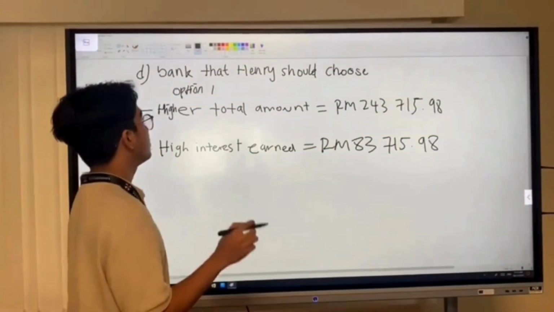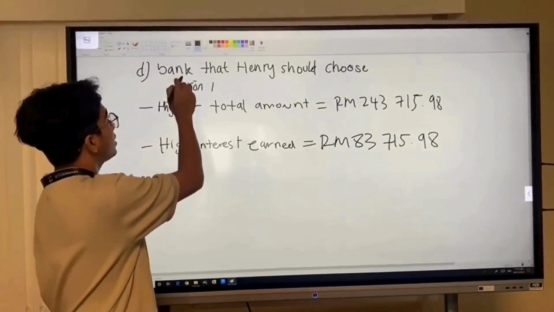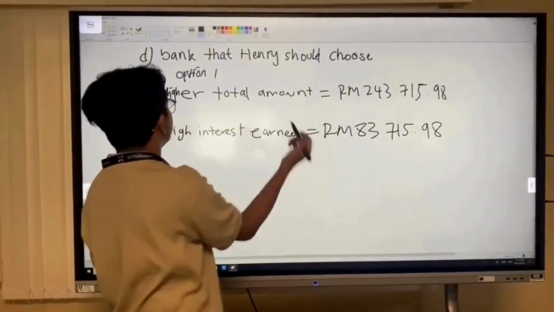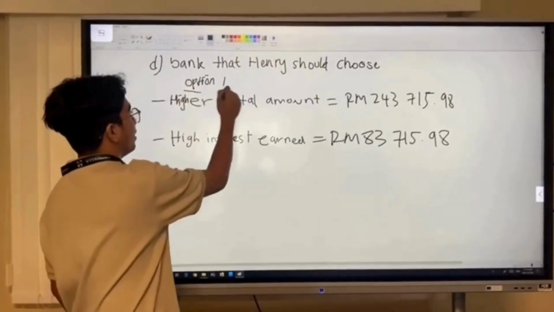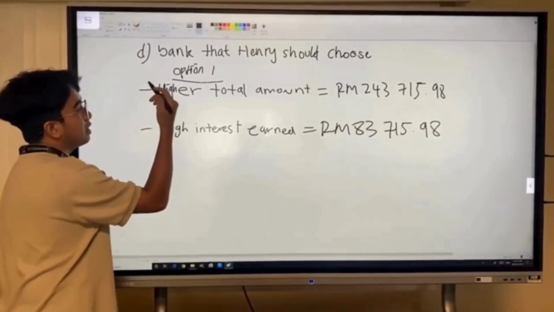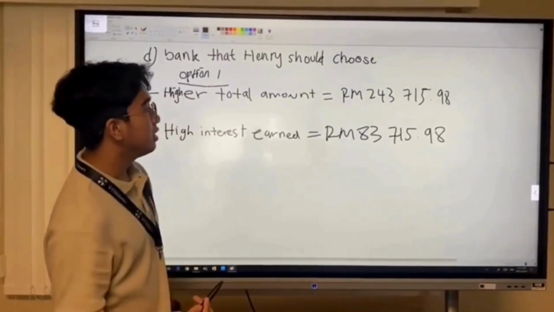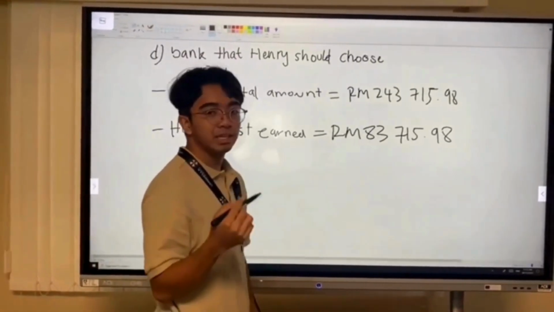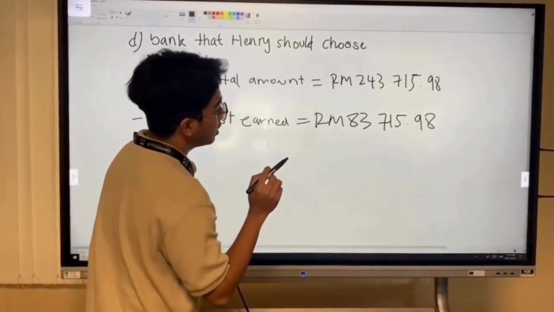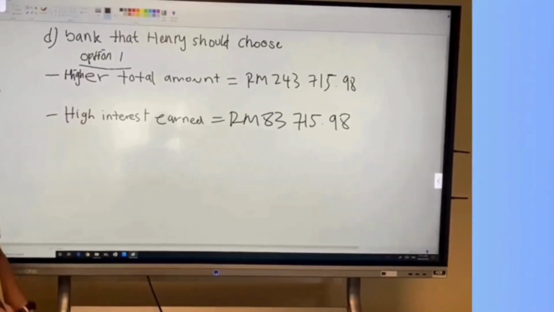Now we are going to proceed with the next question, where we need to make a decision for Henry on which bank to choose. We will choose option 1, which has the higher total amount of RM243,715.98, and the interest that she will earn is RM83,715.98, which is higher than option 2.